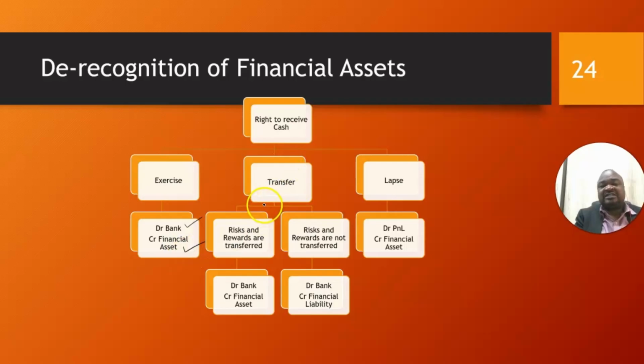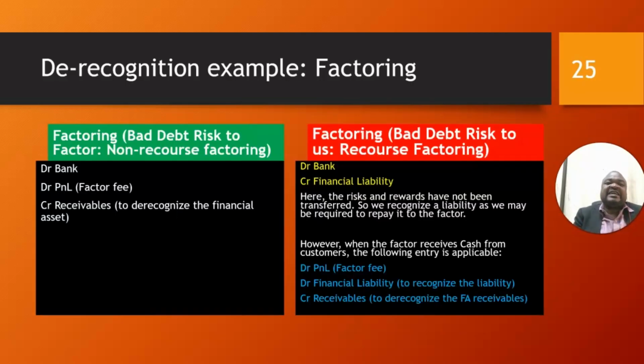What about if we transfer? We can transfer the asset. Here we need to assess the risks and rewards to see if they have been transferred. If the risks and rewards have been transferred, then we're going to debit the bank and credit the financial asset. If the risks and rewards are not transferred, we're going to debit the bank and credit financial liability. But now, if we allow the right to lapse, then we're going to debit P&L expense or loss and credit financial asset. Let's look at this de-recognition example in the factoring situation.